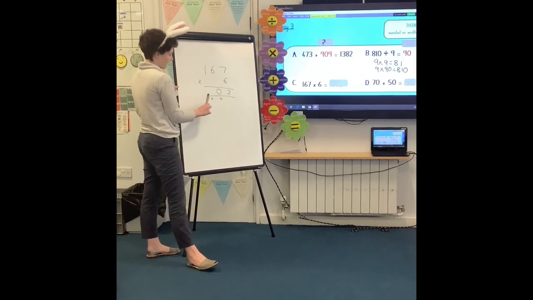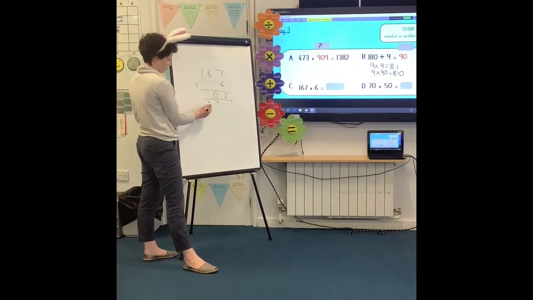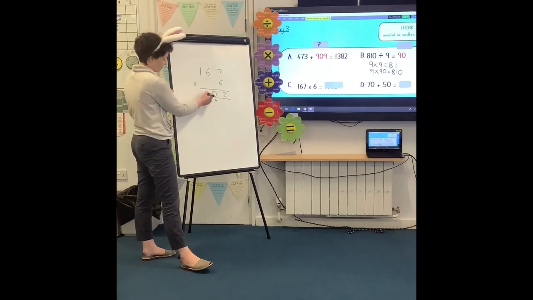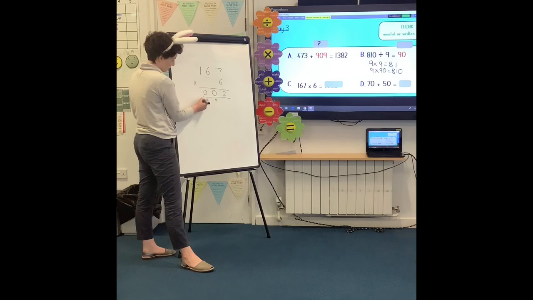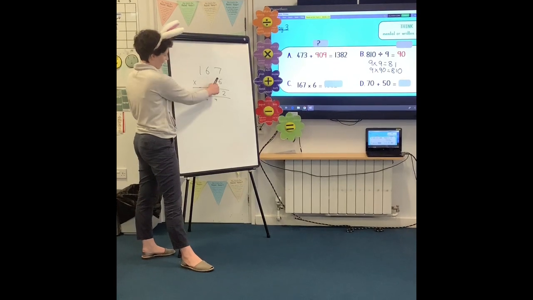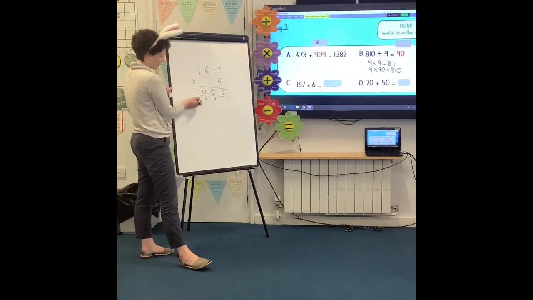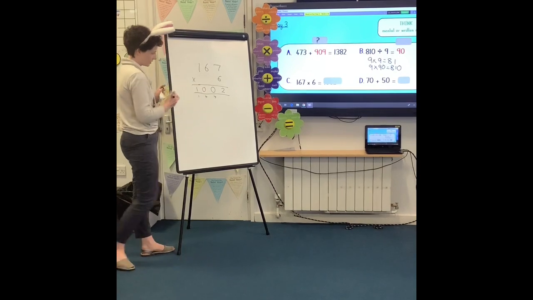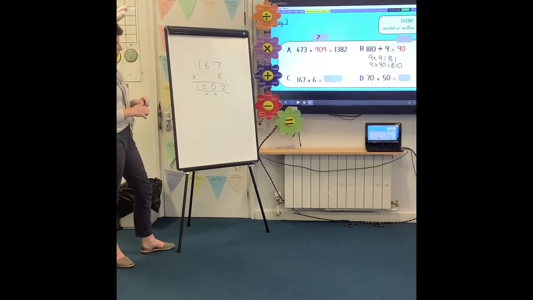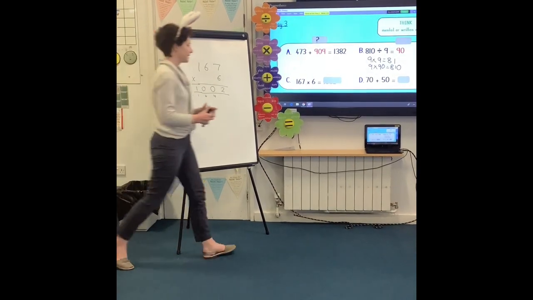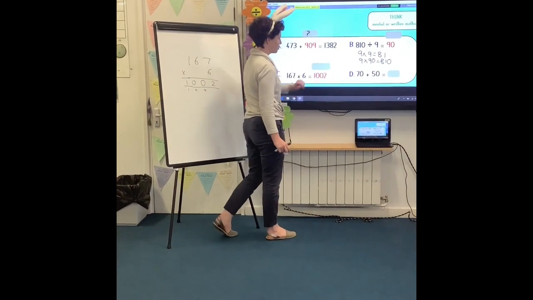100 times 6 is 600. Add 400s is 10 hundreds. So I'm regrouping 10 of my hundreds for 1000. And I haven't got any thousands to multiply by my 6, but I must remember my 1000 that I've regrouped. So the product of 167 times 6 is 1002.